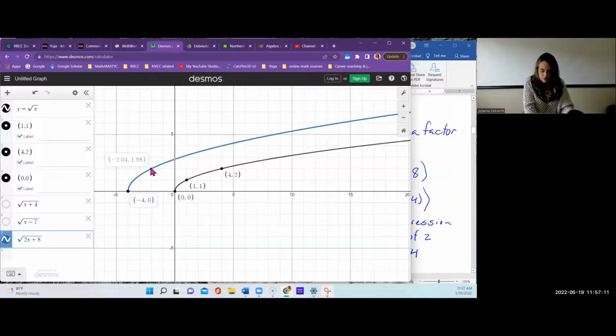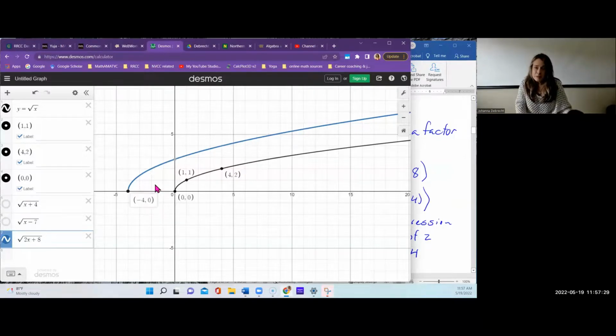I'm having a little trouble. My hand's not steady enough. Well, you may just have to trust me on that one. I can't seem to get it exactly on there. Does that make sense? I hope it does.